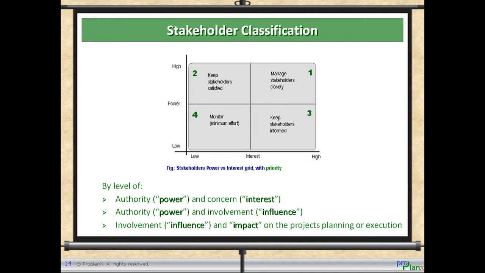The most important quadrant of stakeholders, that needs to be managed closely, is those that have high interest and also have high authority. The next most important quadrant of stakeholders that needs to be kept satisfied is those that have low interest but have high authority or power. Stakeholders in quadrant 3, that is those who have high interest but low power, need to be kept informed. Finally, put in a minimum effort to monitor stakeholders low on interest and low on authority.